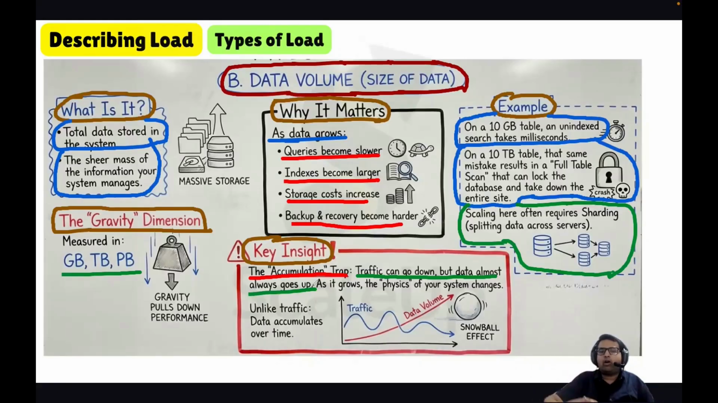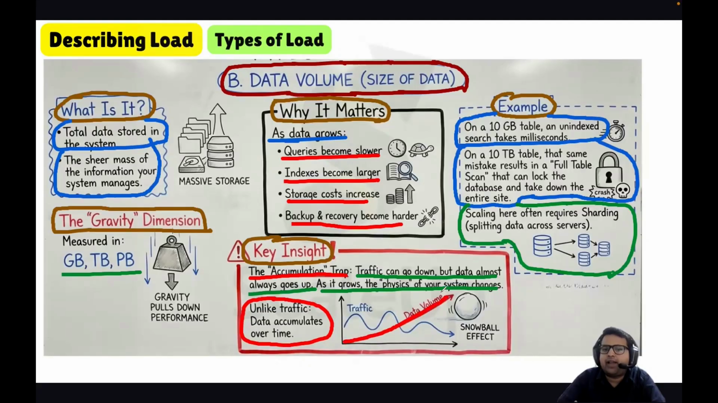Data always grows up. And as it grows, the physics of your system changes. So that is what the accumulation trap is. Unlike traffic, data keeps on accumulating over time. So with time, the data will keep on accumulating, and hence our system design should take care of the accumulating data.